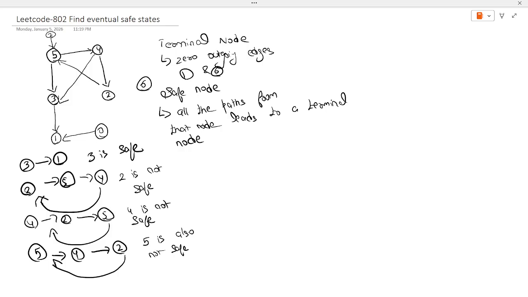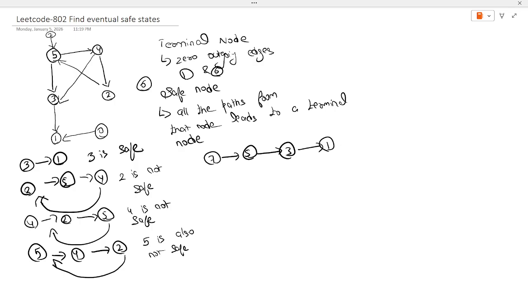And if I consider node 7, it has one path. From 7 we can move to 5. 5 has 2 outgoing edges, so there will be 2 separate paths. Let us first move to node 3. From 5 we can move to node 3, and from 3 we can move to 1. So after starting from 7 we can move to 1. This path starting from 7 leads to a terminal node. So this path is safe.